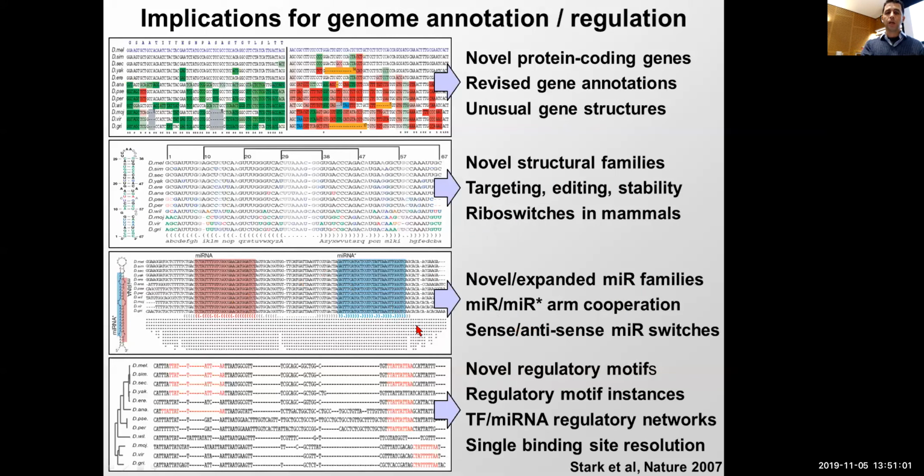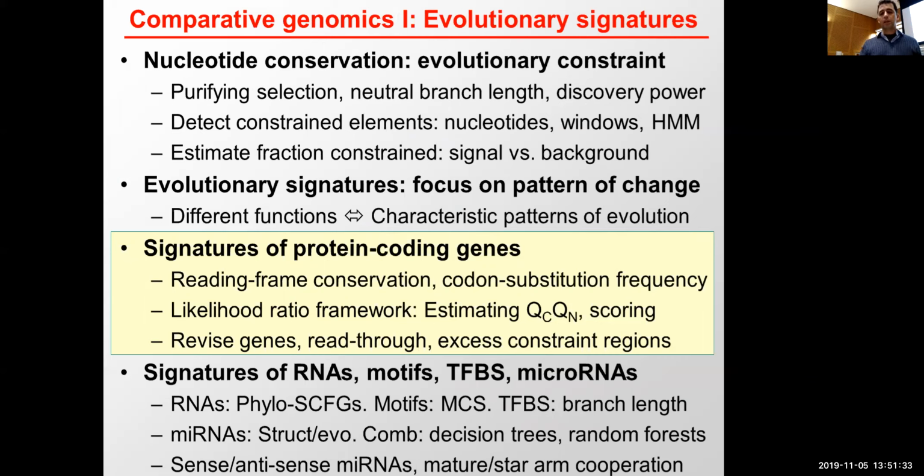For example, when the two arms of a microRNA can cooperate, or when the same region of DNA can be transcribed in two opposite directions that both encode different microRNAs and providing these switches, to discovering new regulatory motifs, to identify individual regulatory motif instances, to build networks of transcription factor regulation and microRNA regulation, and to also recognize motifs at single binding site resolution. So the power of these approaches is truly immense. Okay? So now let's dive into the nitty-gritty details. How do we actually build these evolutionary signatures? So we're going to start with protein coding genes, and then I'm going to go briefly over RNAs, microRNAs, and motifs.